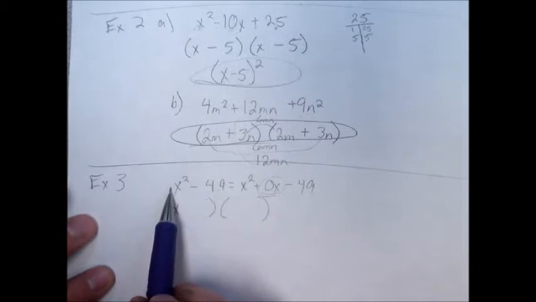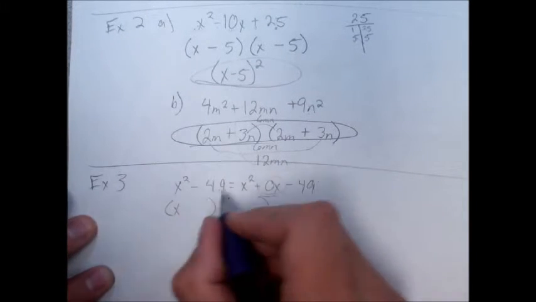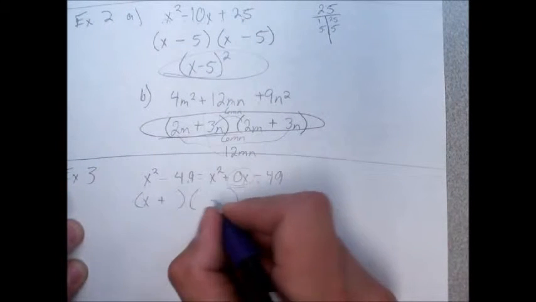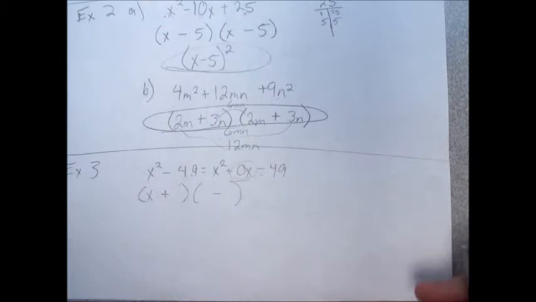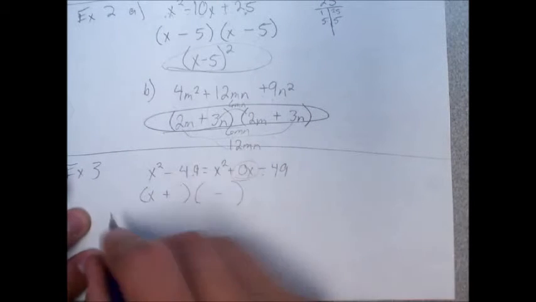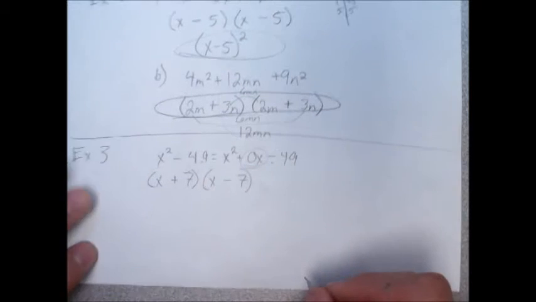I have a perfect square up front, a perfect square in the back, and I look back here and I say I have a negative, so my signs are going to be different. And because my sign is positive in the middle, I'm going to go with the bigger number getting the positive. So the perfect square root of 49 is 7. So we'll put 7s in the back with my x's up front.